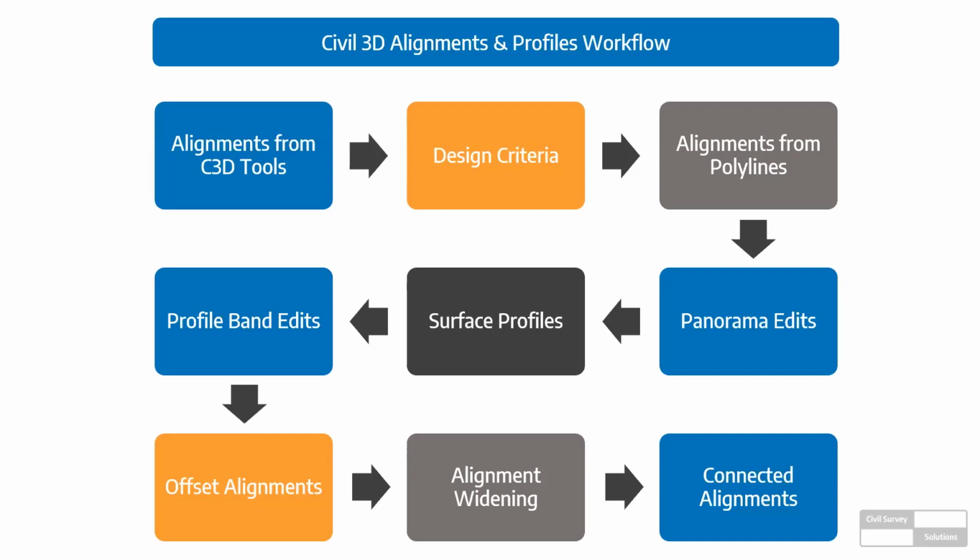We're going to use some of the more automated Civil 3D tools as well. So we're going to be using offset alignments, managing that widening, and also connected alignments, which is the Curvature tool in Civil Site Design, in Civil 3D. Similar, I guess, to Civil Site Design automation.